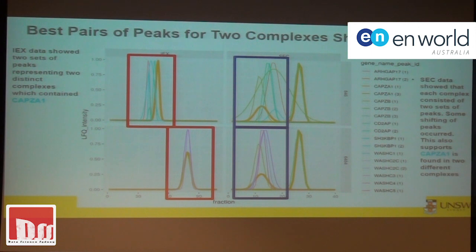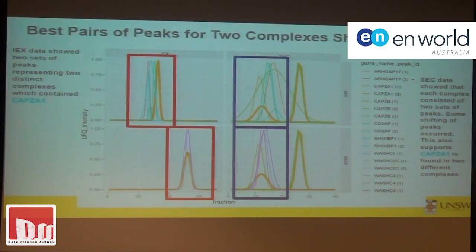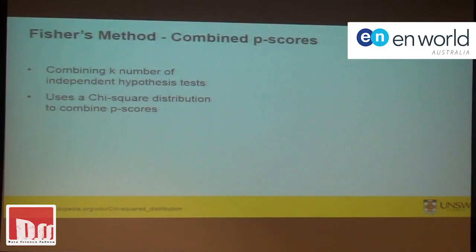For the SEC data, you can see that there are two protein complexes because the complex at the top is more shifted to the right, and for the complex at the bottom, the peaks are more shifted to the left. But it's not as distinct as IEX, so I think using IEX definitely has its benefits. So what if we combine the IEX and SEC results? Can we get a better score?